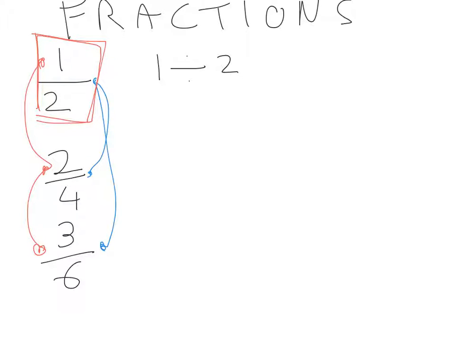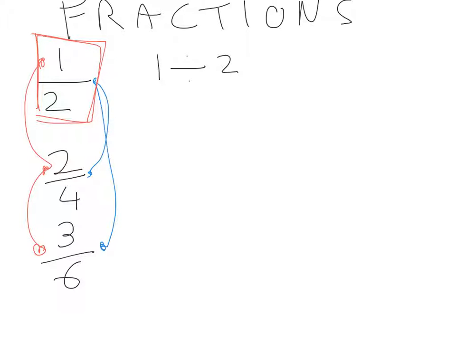So 1 on top is smaller than 2 on top, and 3 and 4 and so on, and the 2 on the bottom is smaller than 4 and 6 and so on. So look, the value of all of these is the same, but this one has the smallest numbers in it. So same fraction, just written in the simplest form.